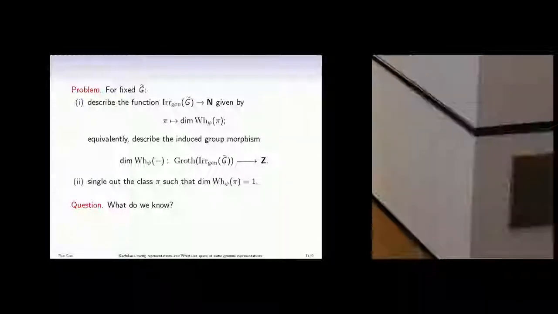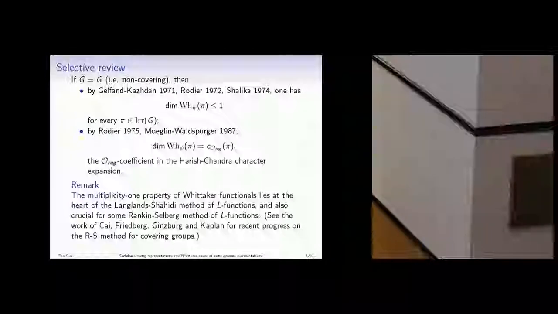Of course, that's a very delicate question. If you look at the tempered packet conjecture and also the Gross-Prasad conjecture. So now the question is, what do we know? Of course, for linear groups, I think we know quite a bit. This is going to be a selective review. I will be concentrating on the covering group.